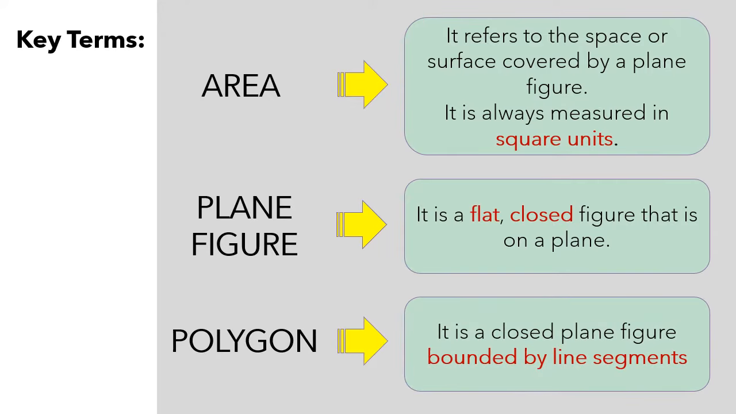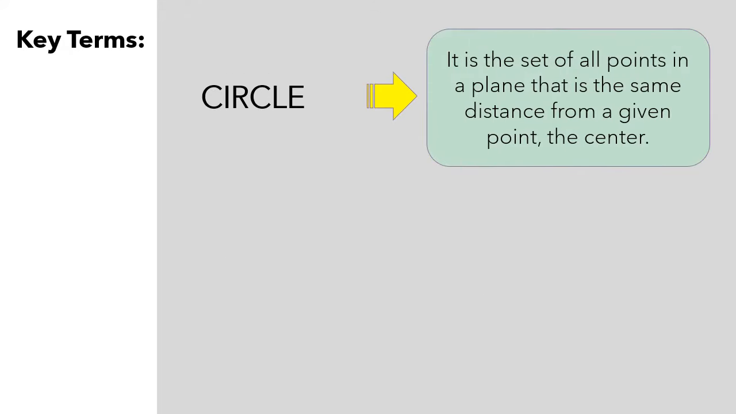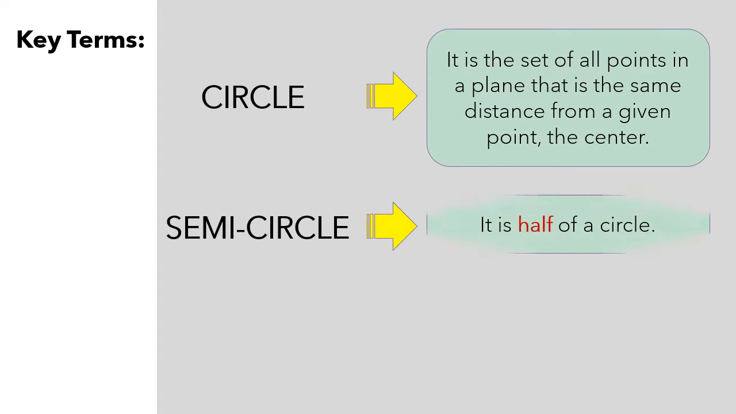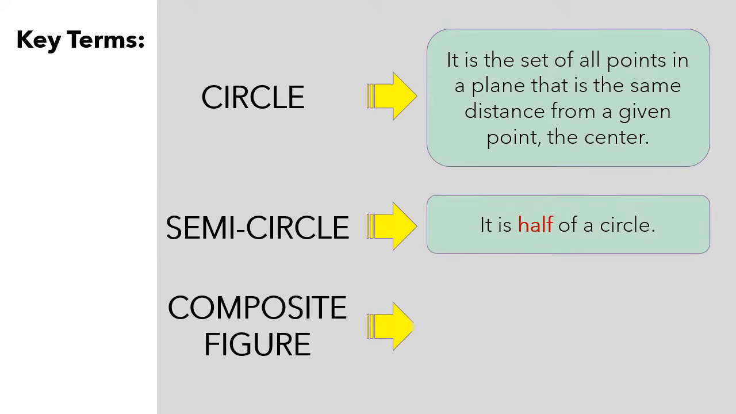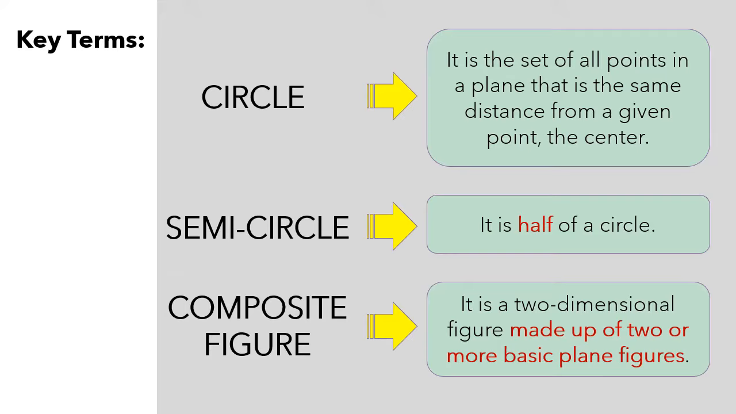A polygon is a closed plane figure bounded by line segments. A circle is the set of all points in a plane that is the same distance from a given point. That given point is called the center of the circle. A semicircle is simply half of a circle. A composite figure is a two-dimensional figure made up of two or more basic plane figures.